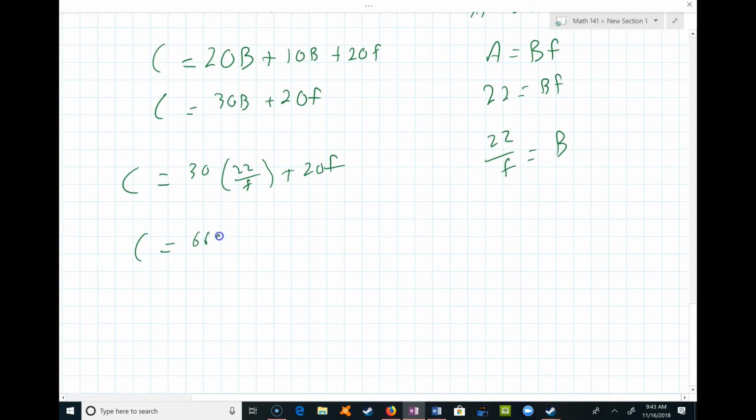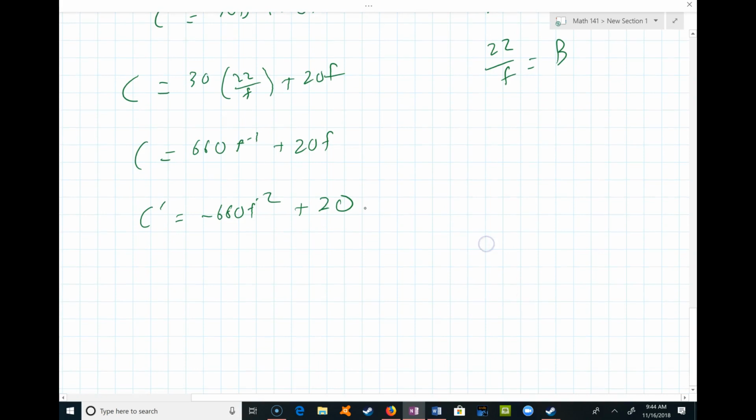What's that? 660. 660F to the negative 1 plus 20F. So then if I take the derivative, whoops, C prime is equal to negative 660F to the negative 2 plus 20. And I want to set that equal to 0 because that's what I do in optimization problems. So then I get 660 is equal to 20F squared. Divide both sides by 20, and I get 33 is equal to F squared.